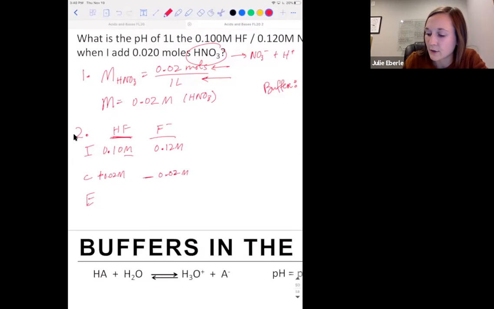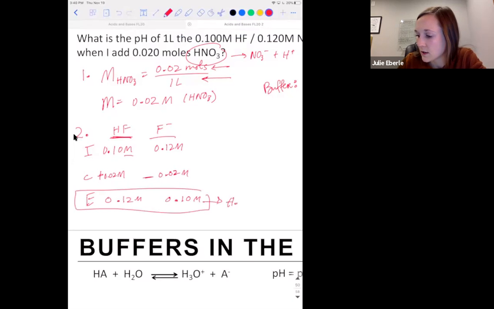All right, now recalculate your new equilibrium concentrations, 0.12 and 0.10. And these are what you're going to plug into the Henderson-Hasselbalch equation.